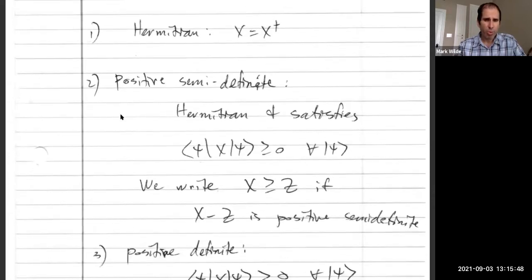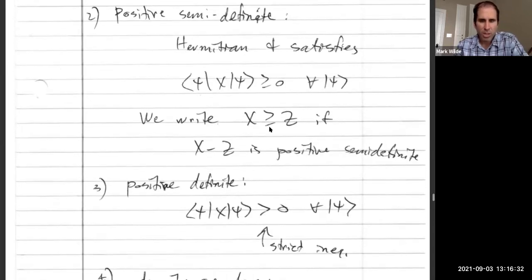What are other important operators? Positive semi-definite ones. These are operators that are not only Hermitian, but satisfy this inequality, such that if you sandwich X by an arbitrary vector psi, then you always get a non-negative number. Okay. If you're familiar with eigenvalues from linear algebra, then there's a well-known theorem that an operator is positive semi-definite if and only if all of the eigenvalues are non-negative.